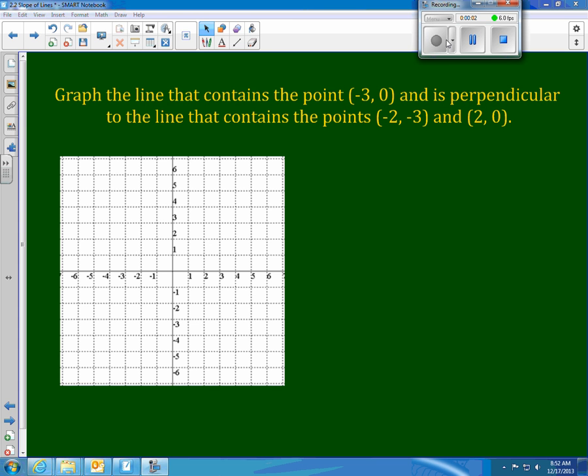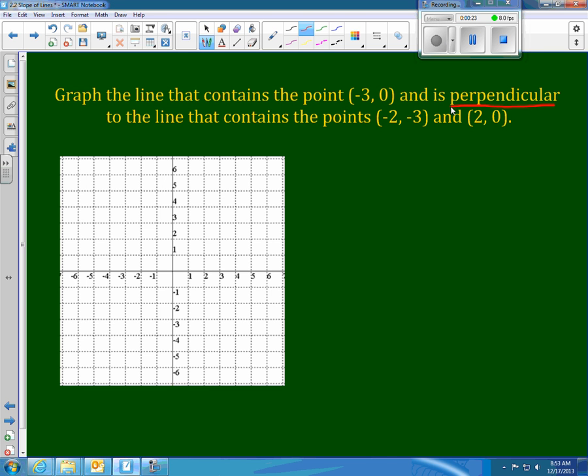Hey guys, welcome back to part 2 of our slope notes. Today we're going to be talking about some rate of change when we get to the next few problems, but the first few problems are going to just be a little bit of reviewing from our first part of the notes. Graph the line that contains the point -3, 0 and is perpendicular to the line that contains these points.